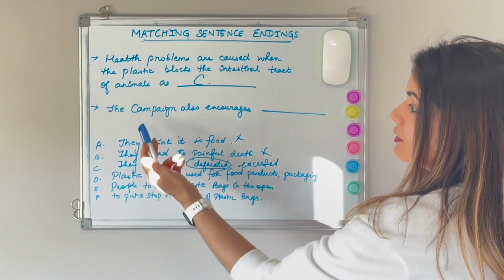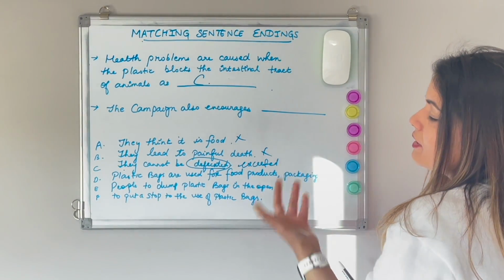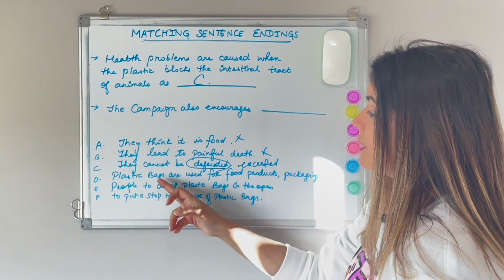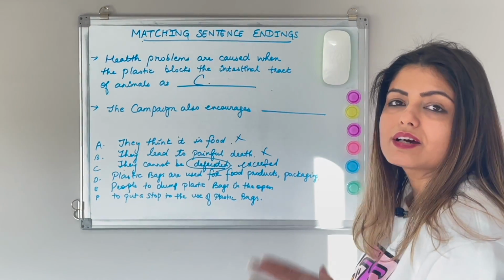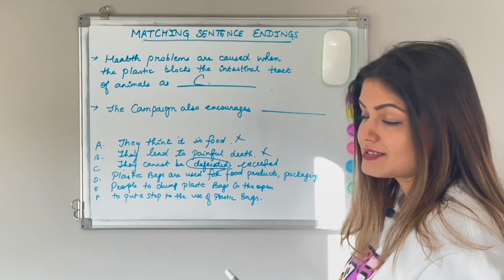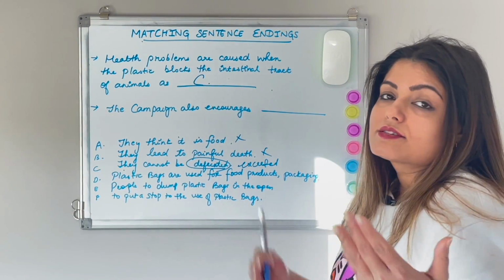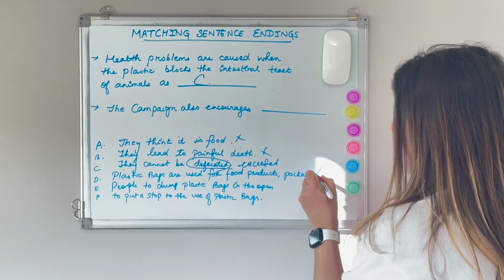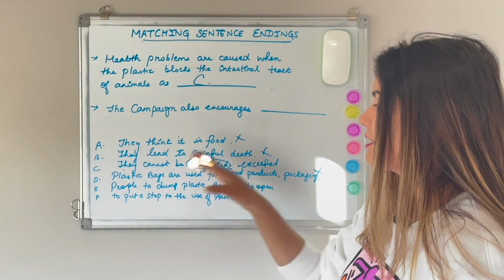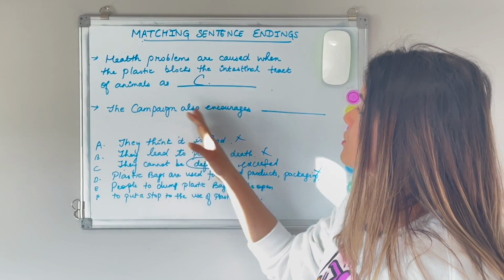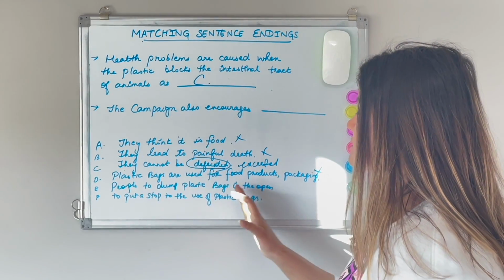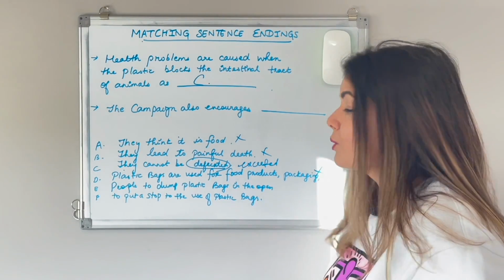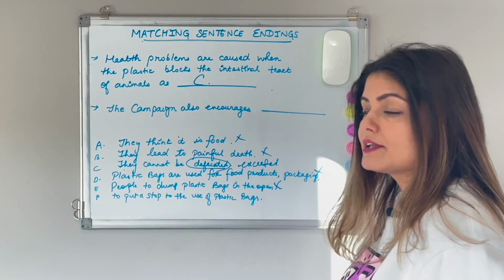Now the third one, the cannot be defecated. Well, of course this is not the answer. The campaign also encourages plastic bags are used for food products. Again, this line doesn't make sense, only because it is not aligning properly and grammatically it's not correct. So this cannot be the right answer. The next line says the campaign also encourages people to dump plastic bags in the open. Of course that cannot be right, because that's the whole problem. So this is also the wrong answer.